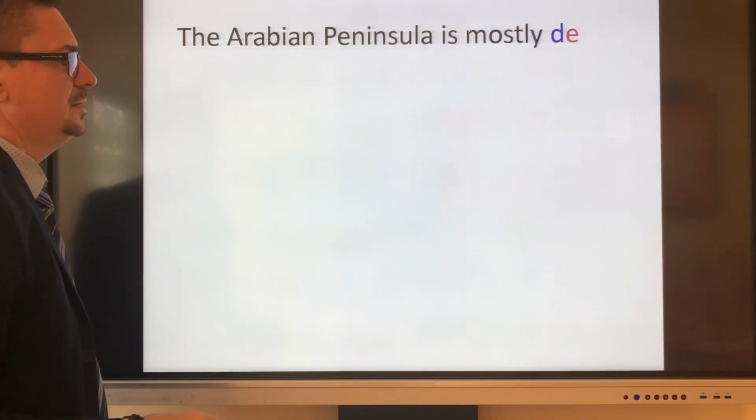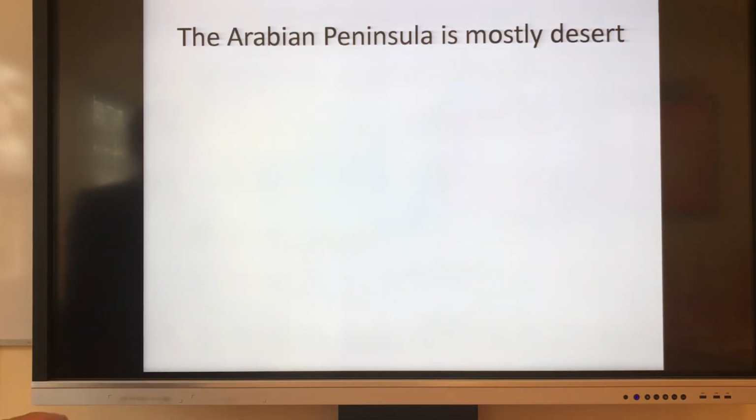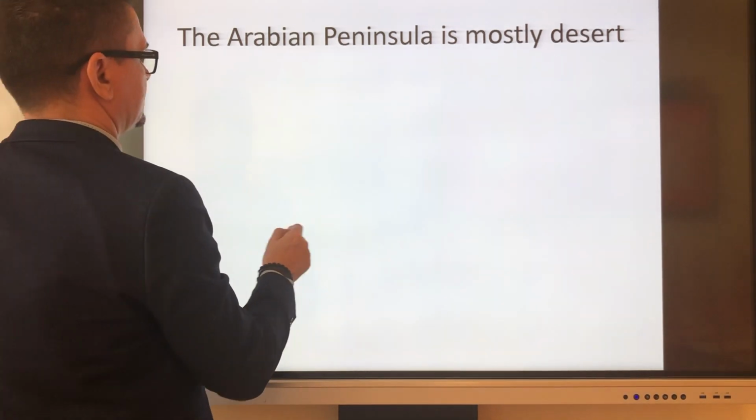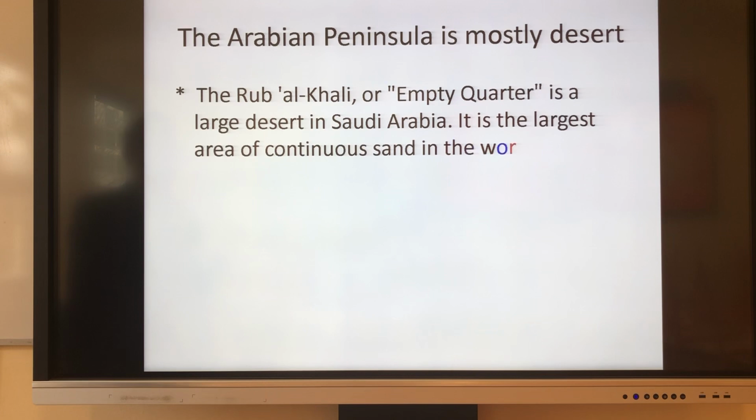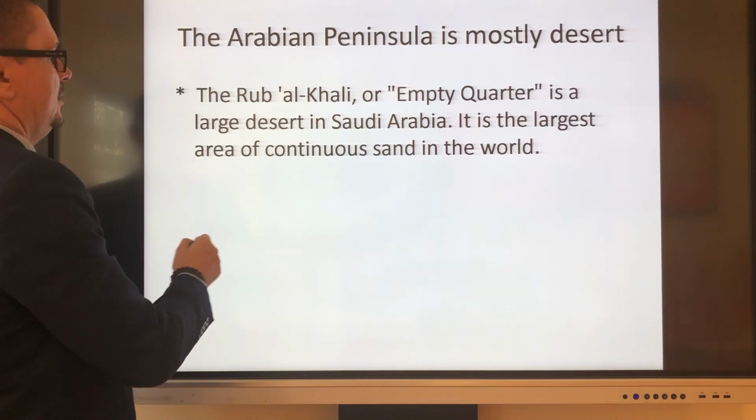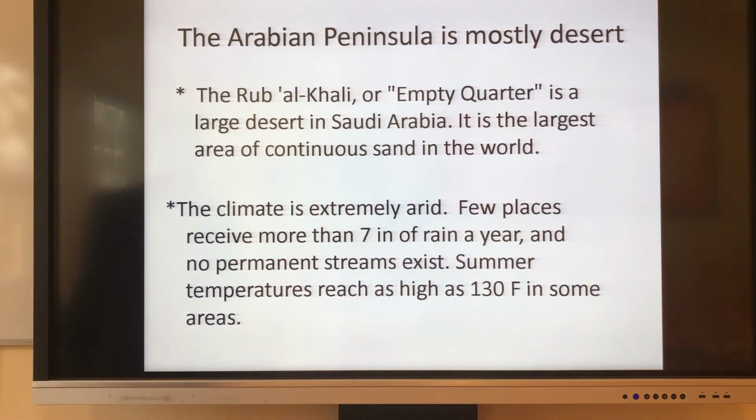There are some other deserts in the region as well, like Dasht Kabir, and some other Arabic words are used on the maps. So the Rab al-Khali, or empty quarter, is a large desert in Saudi Arabia. It is the largest area of continuous sand in the world. Okay? The climate is extremely arid.